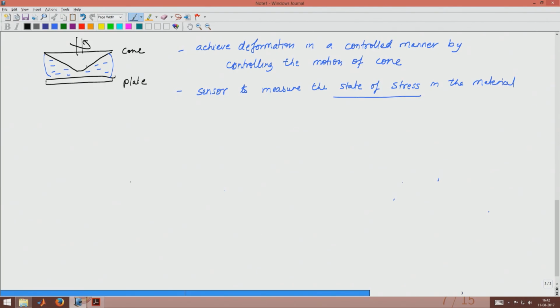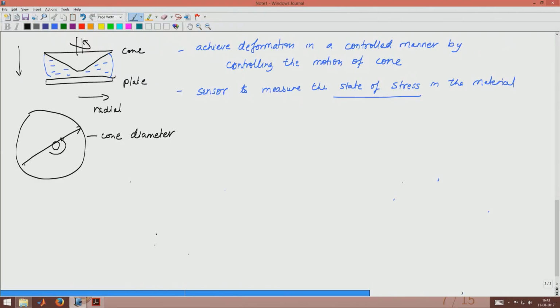So, let us look at the overall geometry. Clearly we can define a radial direction. Just to see it from the top, what we will have is a view where this is the cone which is rotating, and this is the outer diameter of the cone. So, this is the cone diameter, which will be specified, and this cone is of course rotating. So, the radial direction is one important direction, and to describe this problem we use spherical coordinates.